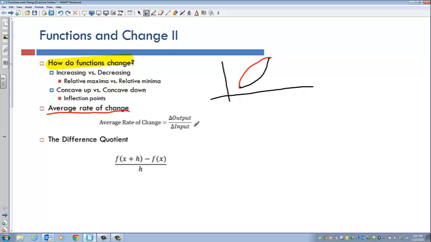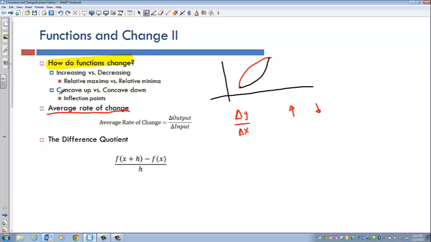And so it's the change in the output over the change in the input. So last time we talked about how you can say the change in the y over the change in the x. If this average rate of change is positive, the function will on average go up. If the average rate of change is negative, on average it will go down.